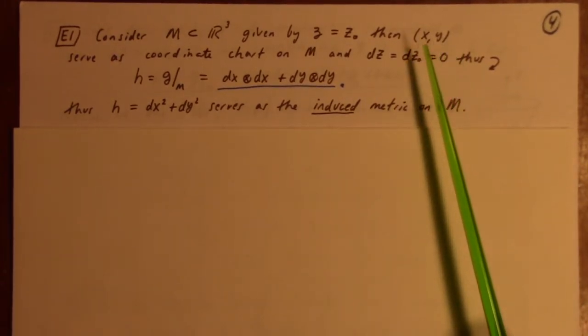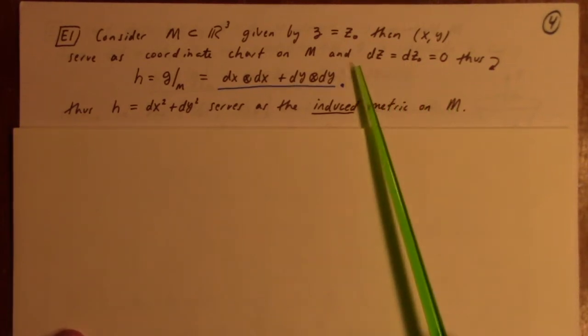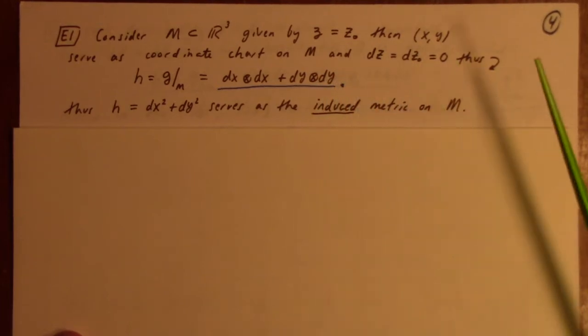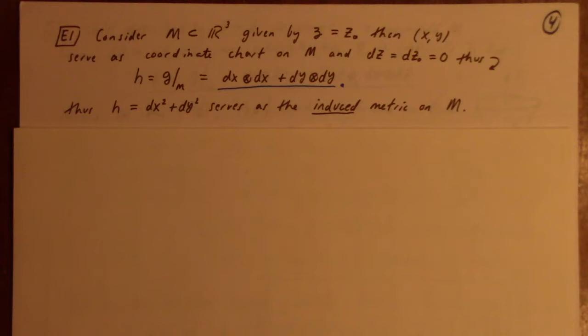Well, then xy serves as a coordinate chart, and basically dz is 0 on such a plane, and so the Euclidean metric restricts to just dx tensor dx plus dy tensor dy. In other words, h equals dx squared plus dy squared serves as the induced metric on M. Simple as that. All right? Simple as that.